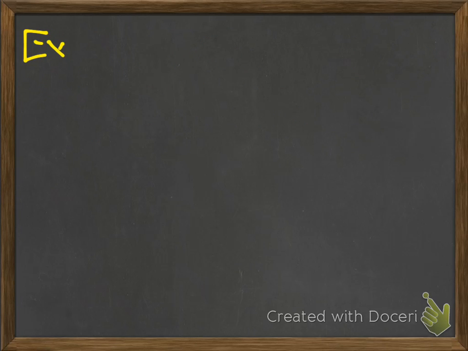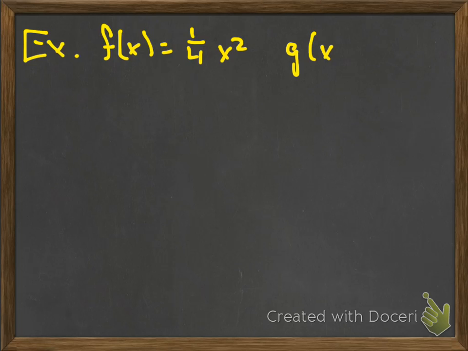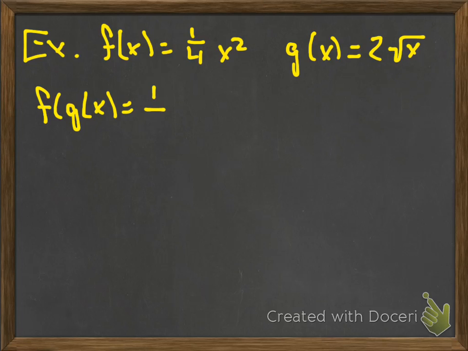For example, if f of x is equal to 1/4 x squared and g of x is equal to 2 times the square root of x. Okay, so first thing is I'm going to look at f of g of x, which means I'm going to put 2 square root of x in place of the x in the 1/4 x squared. So I'm going to go 1/4, and instead of x, I'm going to put 2 square root of x, and then outside of that squared, because it was x squared.